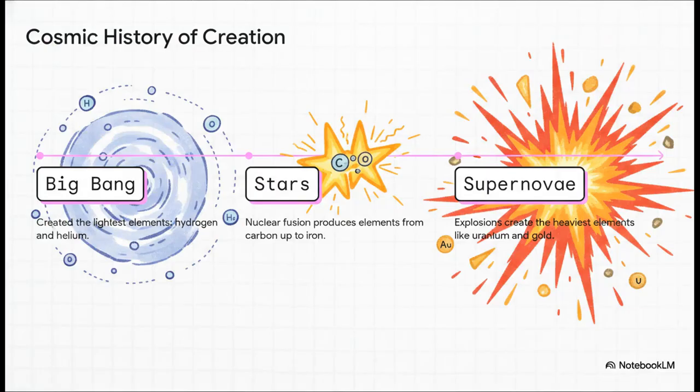Okay, the story begins about 13.8 billion years ago with the Big Bang. That event created pretty much all of the hydrogen and helium, the lightest elements. Then, for billions of years, stars have been acting like giant cosmic furnaces, fusing those light elements together to make heavier ones, like the carbon and oxygen inside your body. But to get the really heavy stuff, like gold or silver or uranium, for that you need the unbelievable violence of a supernova, a giant exploding star.